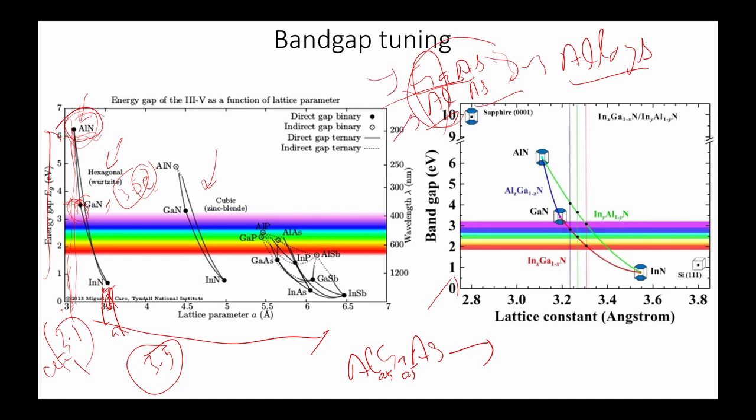Aluminum arsenide will have the larger band gap, which is around, I think, 2.2 electron volts, because aluminum is smaller than gallium. Gallium arsenide is around, I think, 1.2 or 1.1 electron volts, I don't remember actually.